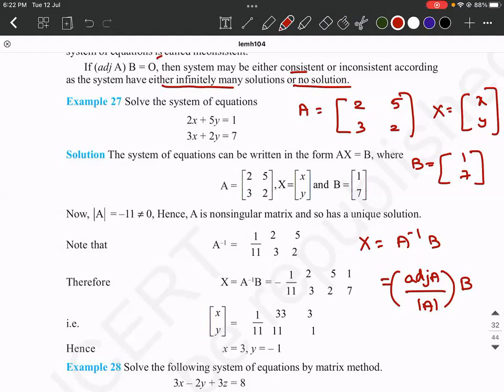So what did you get? 2, minus 5, minus 3, 2 is the adjoint. Don't look at the solution, there is a printing mistake. 2, minus 5, minus 3, 2 is the adjoint, divided by the determinant. The determinant is minus 11. Is that right?